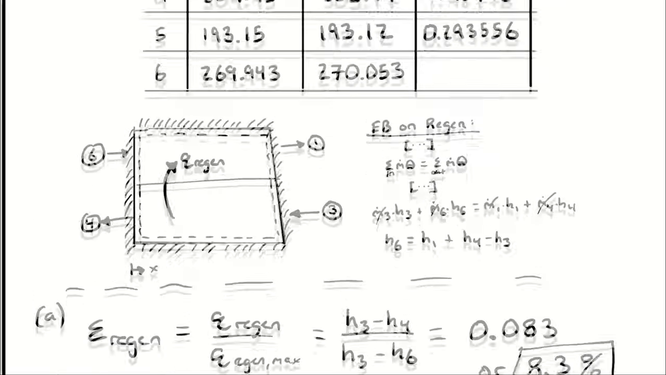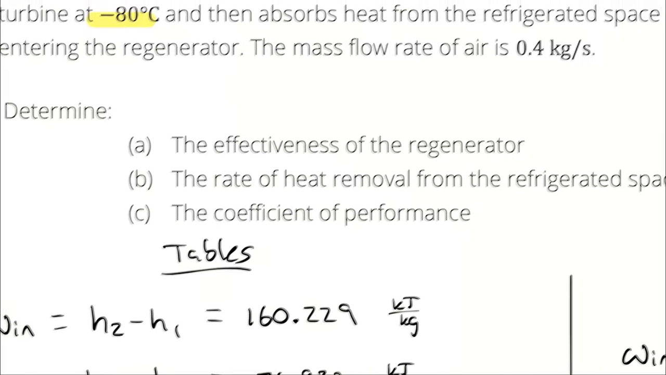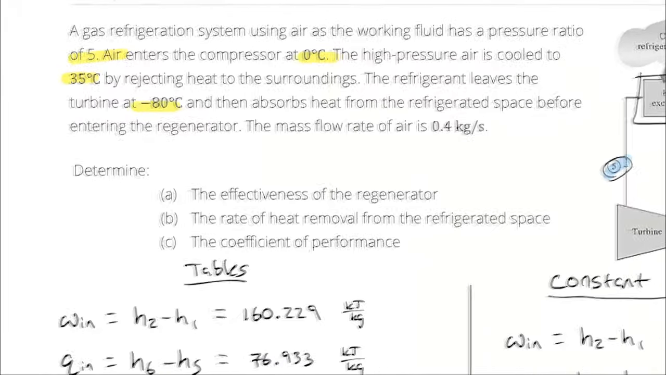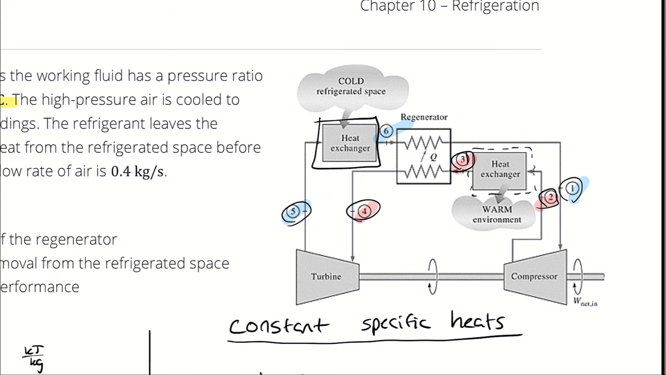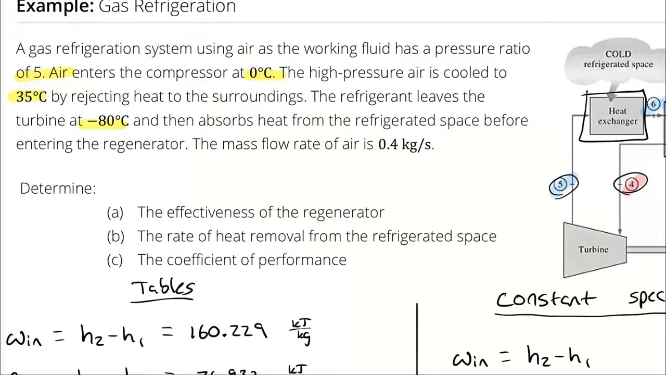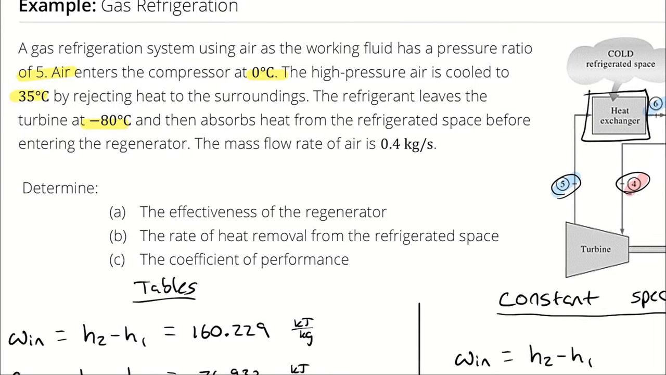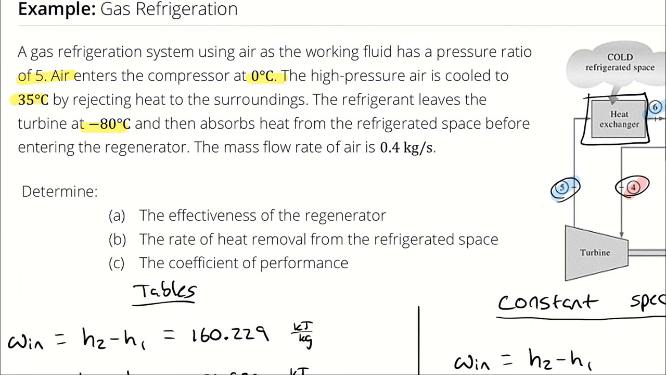Then part C asks us for the coefficient of performance. We have to figure out if this is operating in a cooling mode or a heating mode. We can deduce that it must be operating in a cooling mode because we're talking about the refrigerated space as opposed to that place where we're getting all the heat that we don't care about. That's an implication that we're using this as a refrigerator.